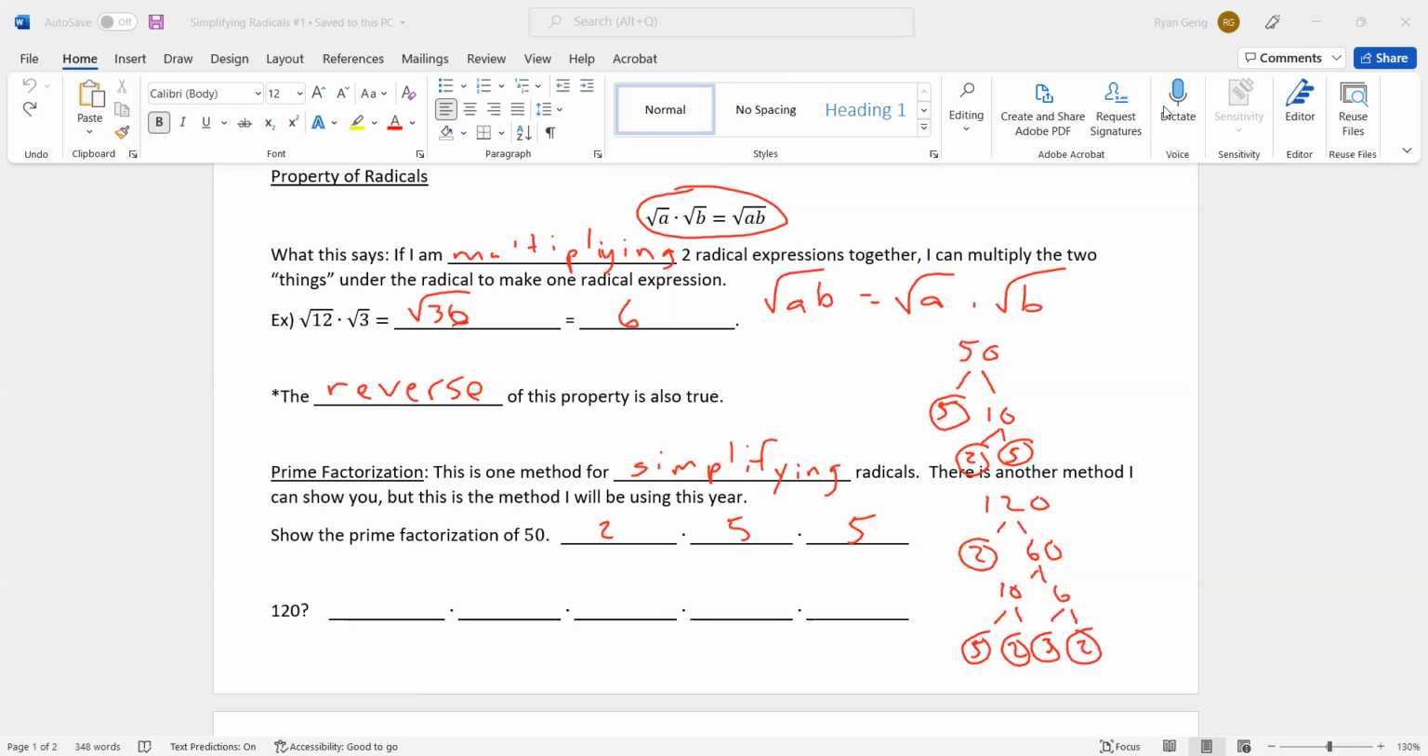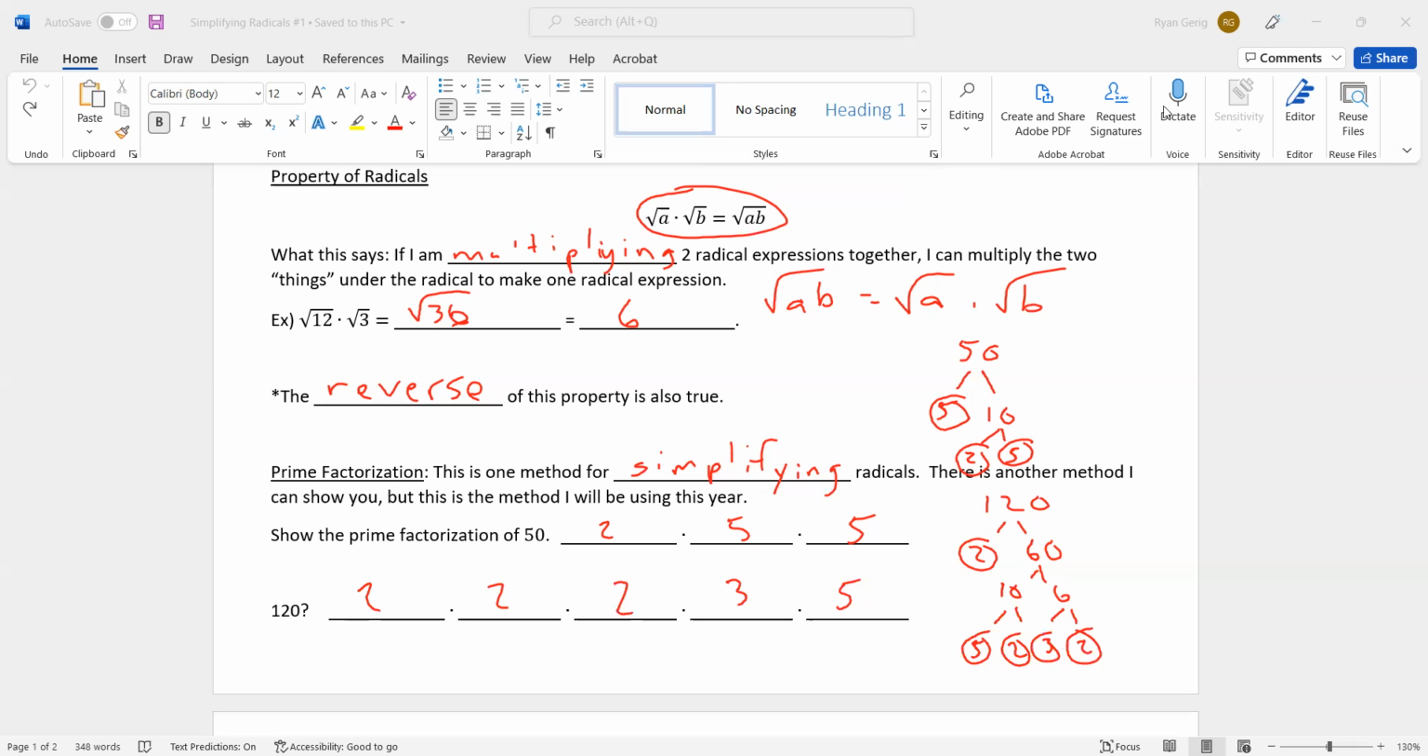Okay, I have 5 circled numbers, and now I'm going to write them. I'm going to put them in order. So there's 3 2s, and then a 3 and a 5. And if you want to check to make sure you did it right, just multiply those 5 numbers together. You should get 120. So that's prime factorization.